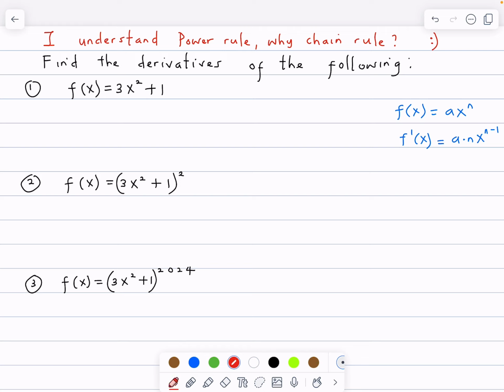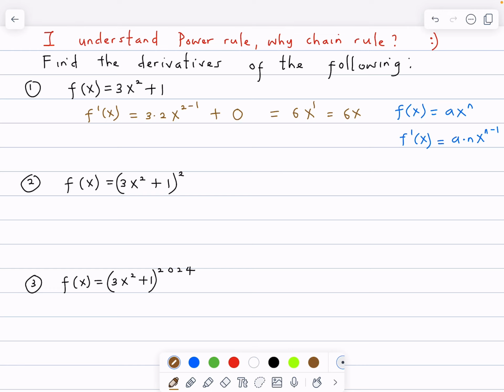So I have f prime of x. For the first one, the derivative of 3x squared is just going to be 3 times 2, bringing the power down. Then I subtract 1 from 2, plus the derivative of 1, which is a constant. The derivative of a constant is 0. So this is just going to be 6x, because 2 minus 1 is 1. So that's the derivative of the first one.